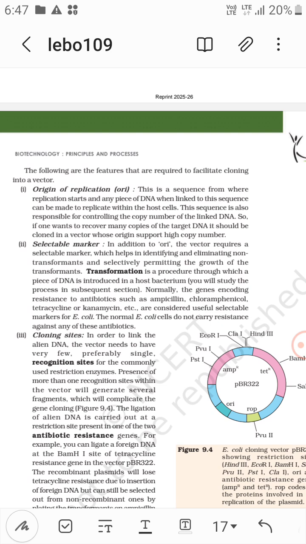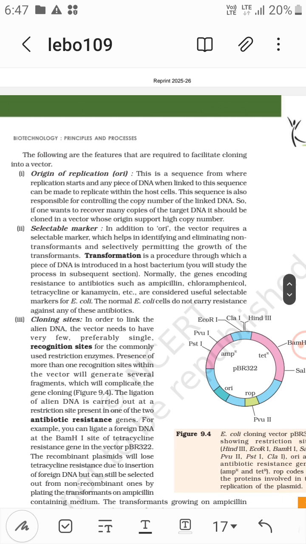The copy number will be equal. As the vectors replicate, the DNA will be replicated, so equal in number. So if one wants to recover many copies of the target DNA, it should be cloned in a vector whose origin supports high copy number. If the origin supports high copy number, then it will produce high copy number, right? The vector should be supporting high copy numbers.